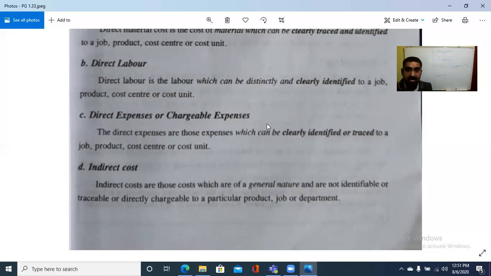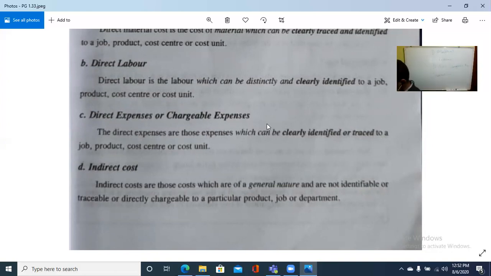That is the labor or the wages that can be distinctly or clearly identified to a particular job or process or product or a cost center or a cost unit. While direct expenses, those expenses which can be clearly identified or traced to a job or a product or a cost center or a cost unit, that is direct expenses or chargeable expenses. And indirect cost, those that are not direct, means not directly chargeable to a particular product or a job or a cost center or a cost unit, that all comes under indirect cost. So that is the element wise classification.